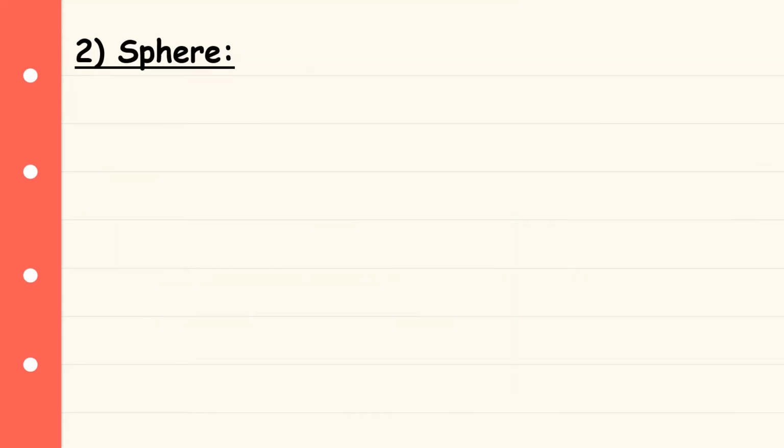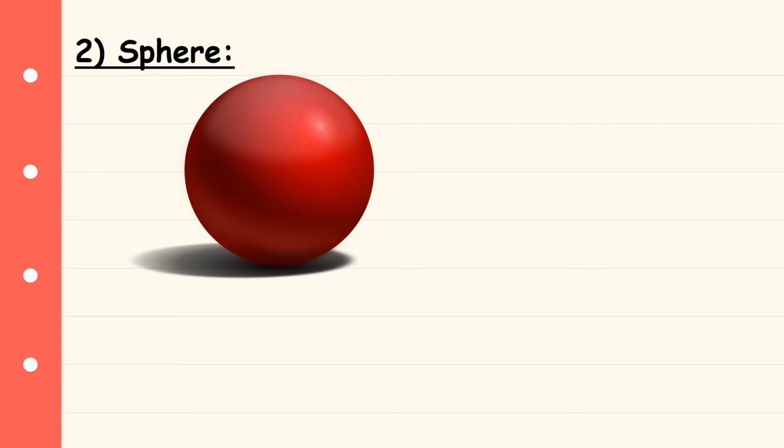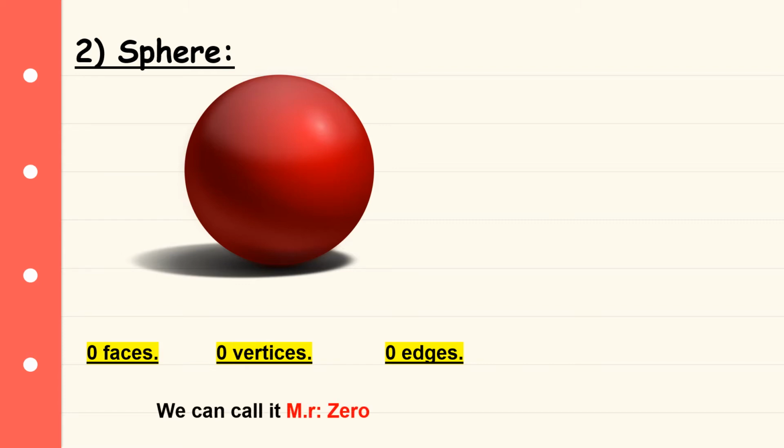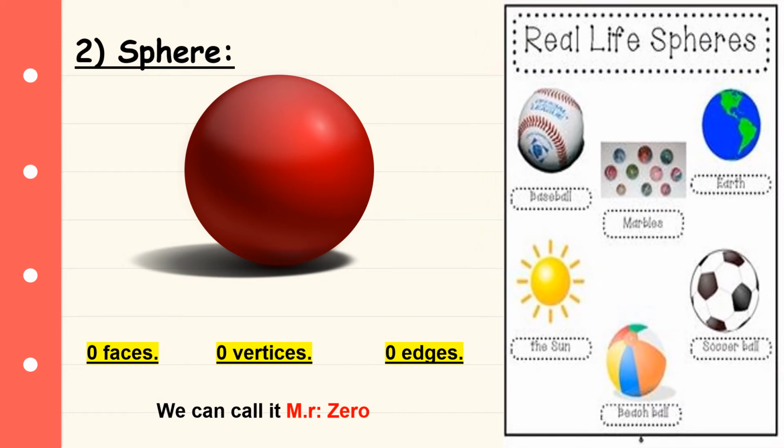Second shape in 3D shapes is called sphere. How many faces in the sphere? Let's think. 0 faces. And how many vertices? 0 vertices also. And how many edges? It will be 0 edges. So we will call it also Mr. Zero. We can find shapes like sphere in our real life, like the sun and different kinds of balls.